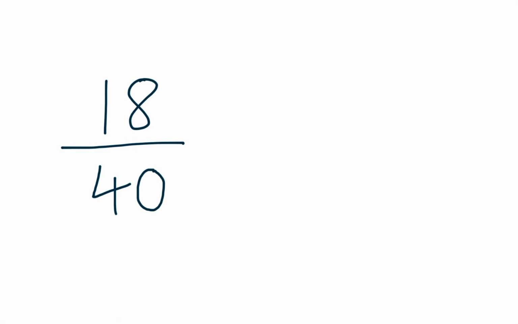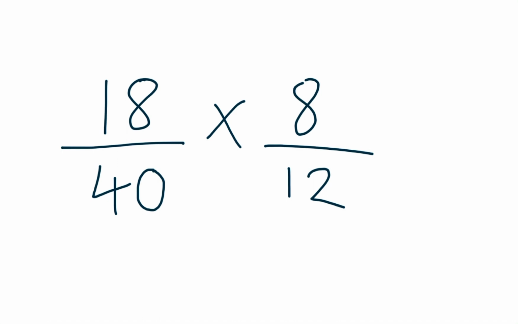Let's have a look at another question, which might make it easier. So let's try 18 over 40 multiplied by 12 over 8. Again, we know it's the rainbow method because we can see the multiplication, but what we're going to do is focus on the 2 diagonals.